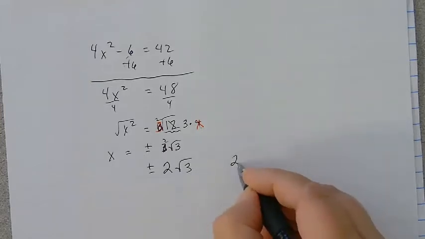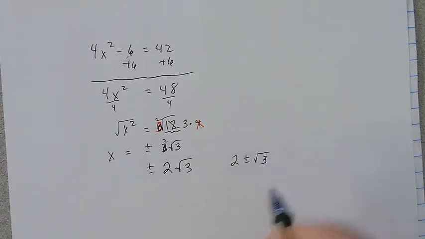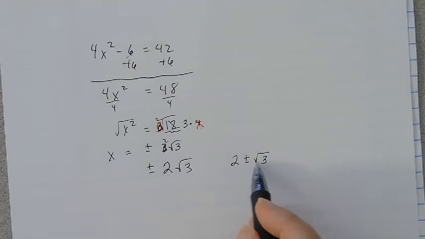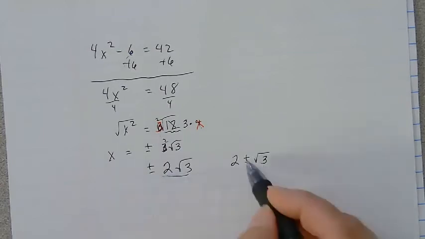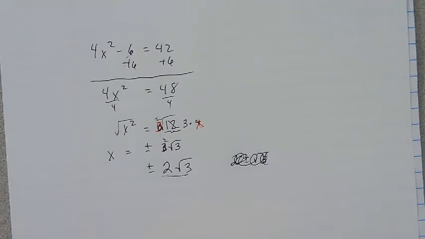Because if I don't write it in between and I write it like this, it looks like 2 plus or minus the square root of 3. And we know that any number that comes out from under the radical is being multiplied times the radical. So it's got to be written like this. Okay, let's do another example.